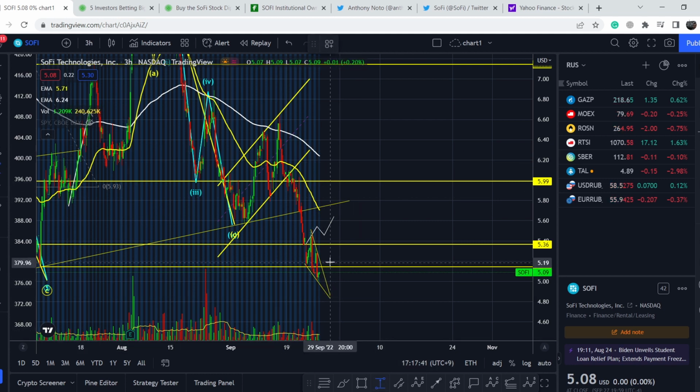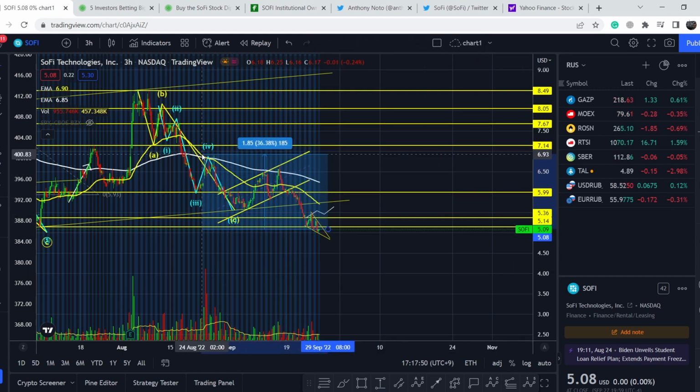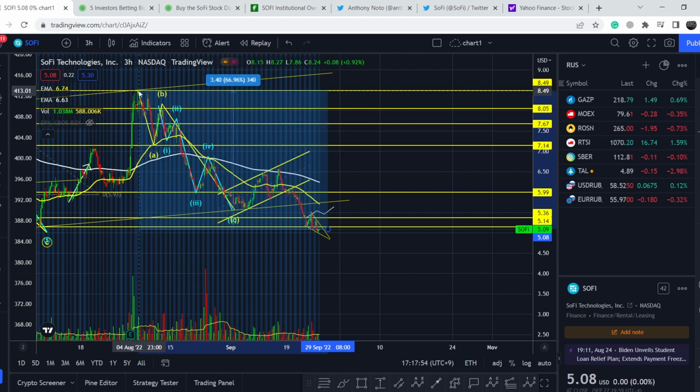Let me mark it for you. From the current range to its previous swing high, we might have about 30% of potential profits. But overall, we have to break all the previous swing highs, and to its highest point right here at $8.5, we might have almost 67% of potential profits. So, I think from the technical standpoint, that's it for now.